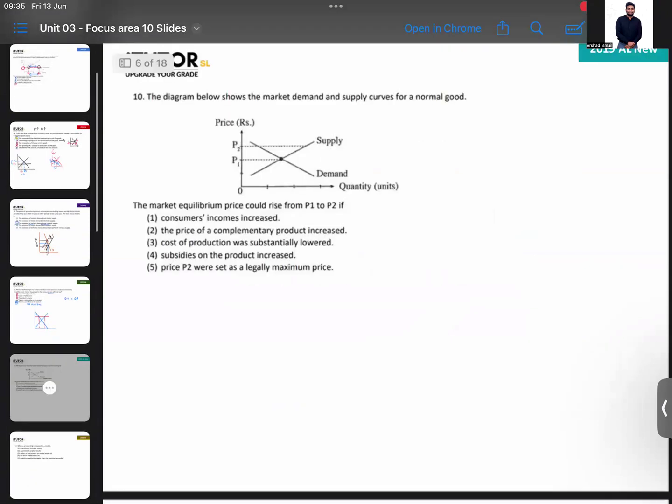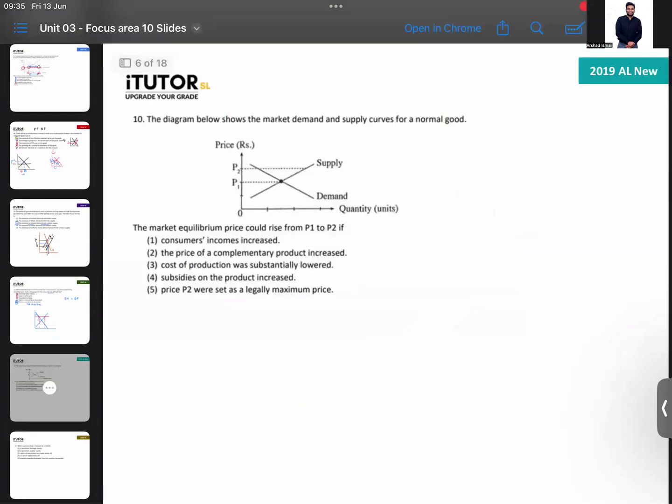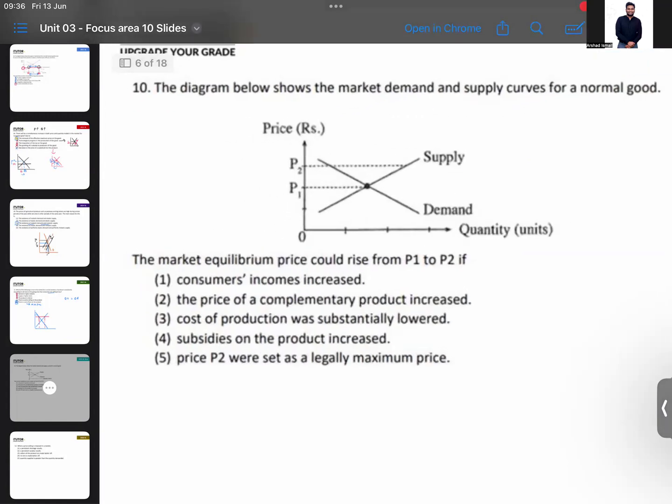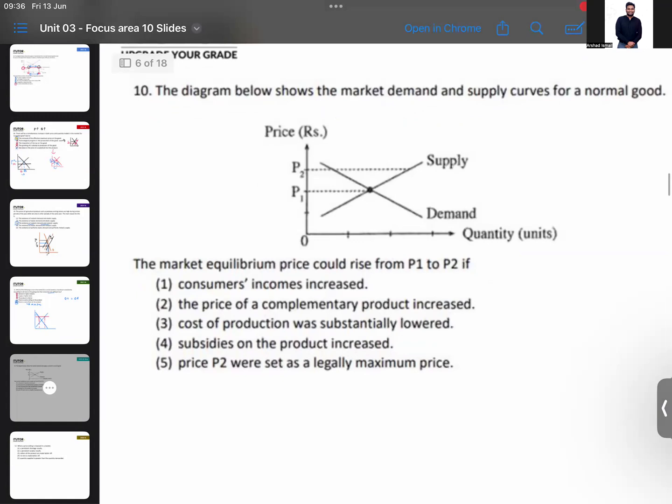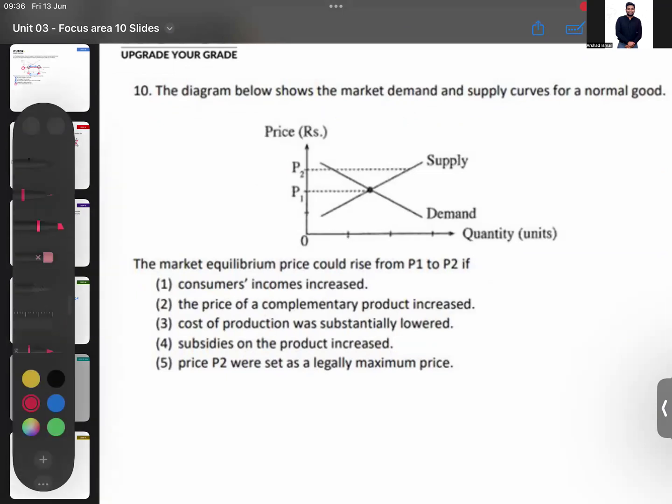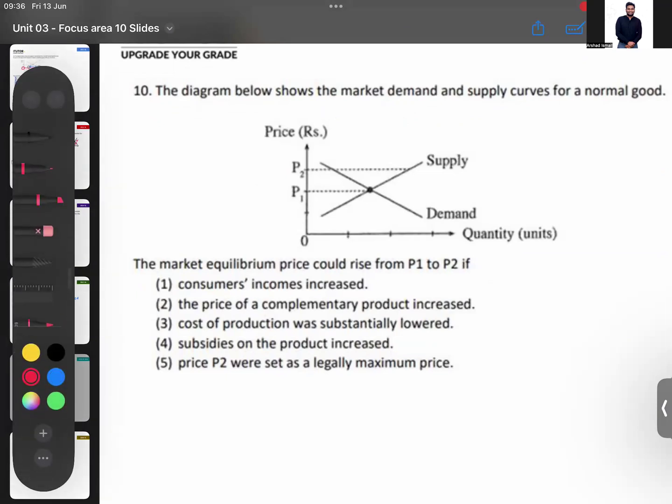So where are we? We are in question number 10 here. What can you say about this question? It's an interesting question. They're saying the diagram below shows the market demand and supply curves for a normal good. When can the market equilibrium price rise? What do you all think the answer is? Quickly give me answers. When can the equilibrium price rise? Think of demand and supply both.